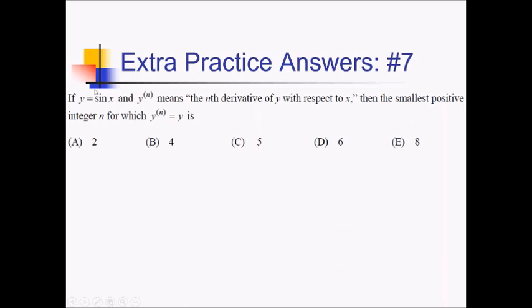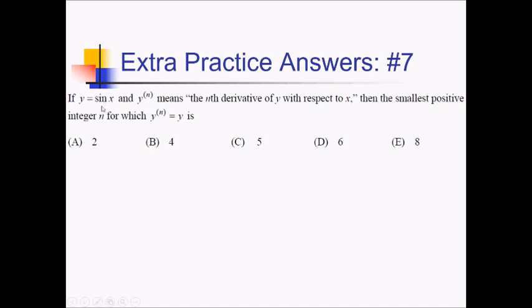For this problem, we have the function y equals sine of x, and they're saying y with this little n up here means the nth derivative of y with respect to x, which we kind of already knew, but it's nice for them to remind us of that. We want the smallest positive integer n for which the nth derivative equals the original function. So basically, we want to keep taking the derivative of sine until we get sine as the derivative of something.